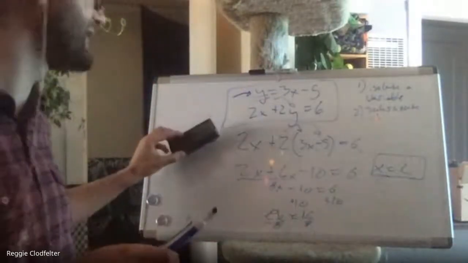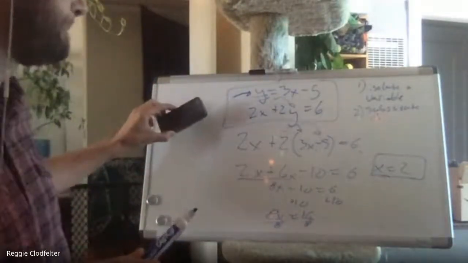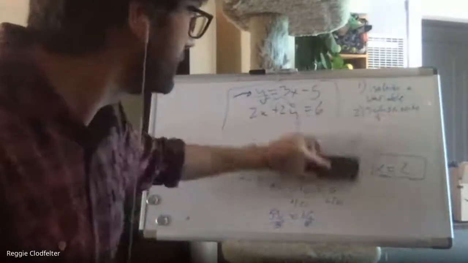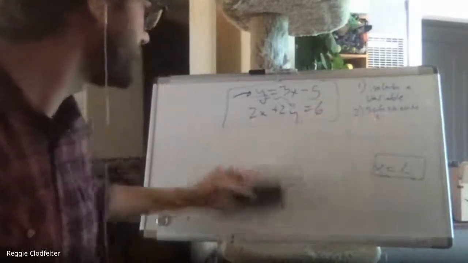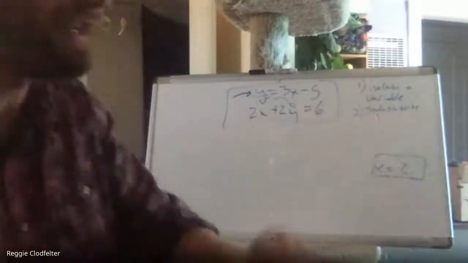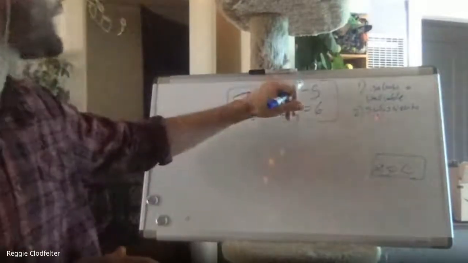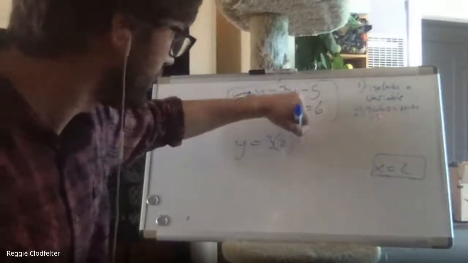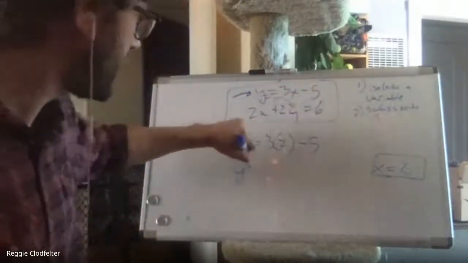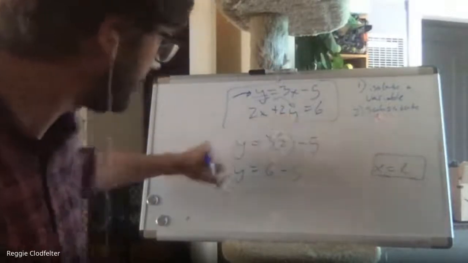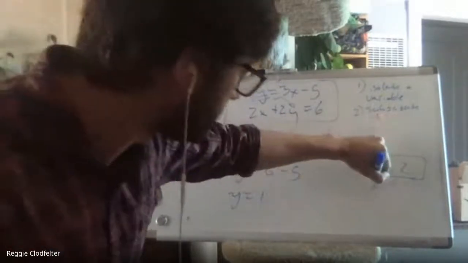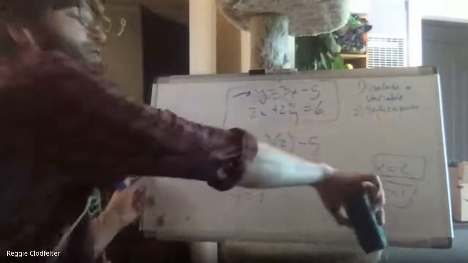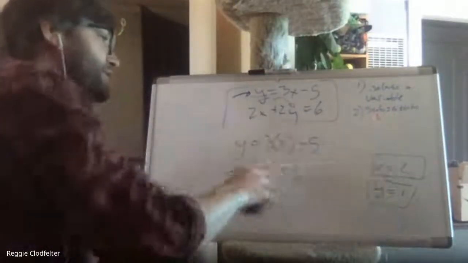I'm going to erase this now unless anyone needs me to leave it up. So I've got x equals 2. That's half my answer. Now to find out y, I just need to plug in 2 for x. I'll do the first one. y equals 3 times 2 minus 5. y equals 6 minus 5. y equals 1. Now to check my work, so those are my answers. y equals 1, x equals 2.